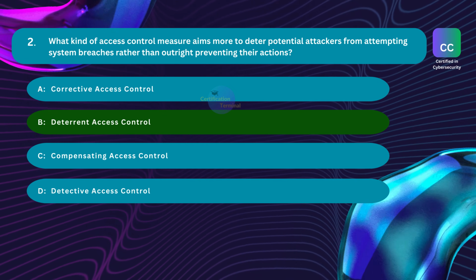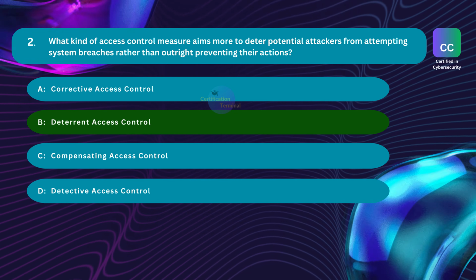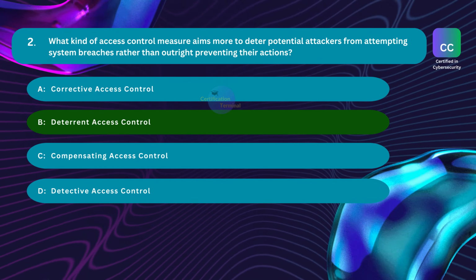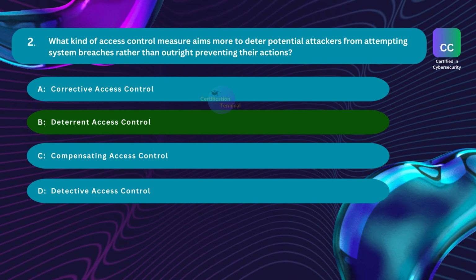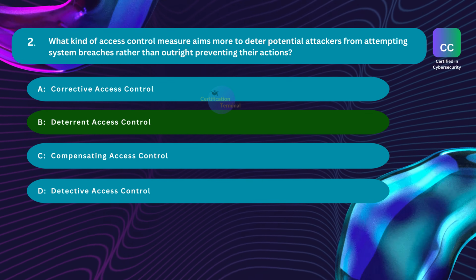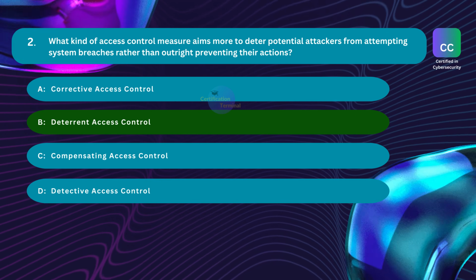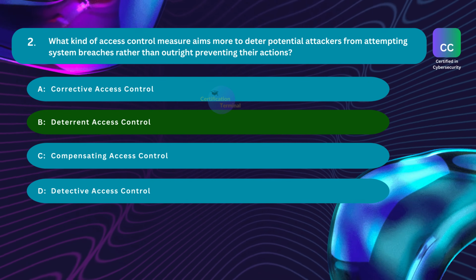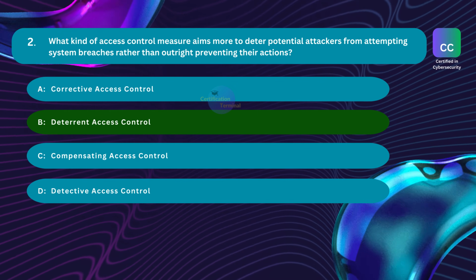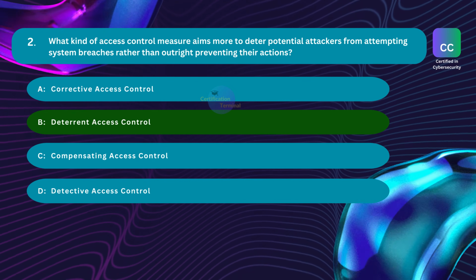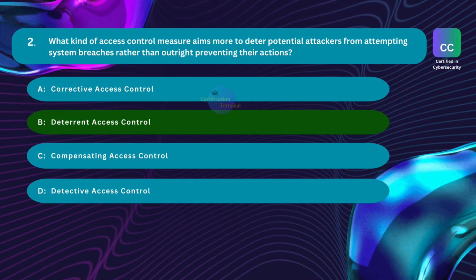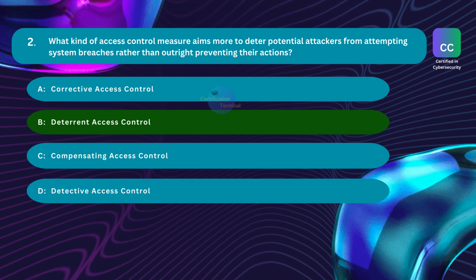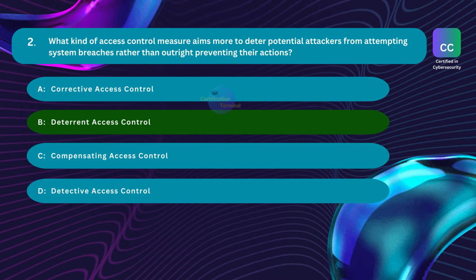Option C, compensating access control, is incorrect. Compensating access control mechanisms are alternative controls that are put in place to satisfy the requirement for a security measure that is deemed too difficult or impractical to implement. Option D, detective access control, is incorrect. Detective access controls are designed to identify and record security incidents that have occurred. They do not primarily discourage potential attacks.